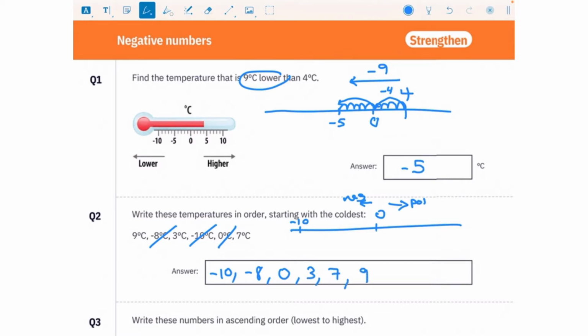Sorry, I should have done them all as degrees C. Degrees C, degrees C, degrees C, degrees C, degrees C. There we go. That's in order. Negative numbers are the smallest, moving up to the bigger positive numbers.